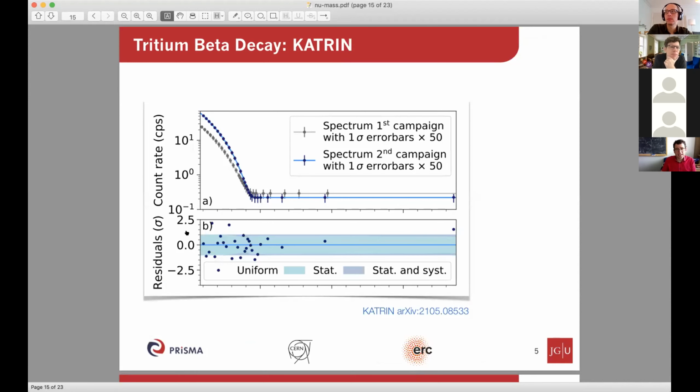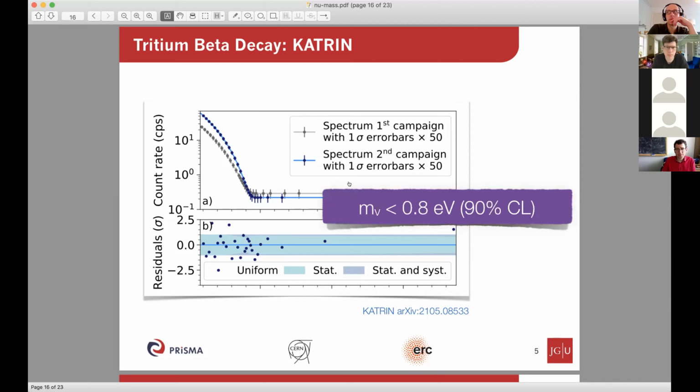Okay, and here is the result from KATRIN. The vertical axis is the count rate, the horizontal axis is the neutrino energy. And you basically see here the high energy part of the spectrum, which then levels out to 0 at energies above the Q value of the decay. The current result from KATRIN is that the neutrino mass should be less than 0.8 electron volts. That's the best terrestrial result we have at the moment. The cosmological results are, of course, still a bit stronger.